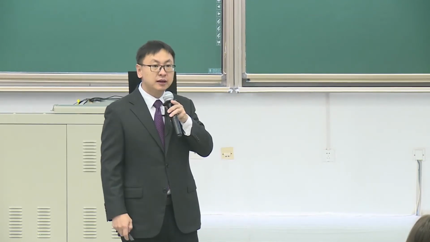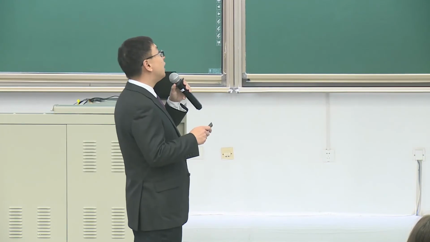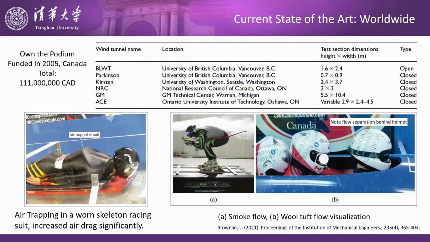Okay, Canada. Canada founded a program called Own the Podium, and the funding is 111 million Canadian dollars. Sorry, it was funded in 2005, and they have a bunch of wind tunnels. Most of them belong to universities and the National Research Institute. They test the skeleton, clothes, gestures, and team formation, and they use smoke flow and wall tufts. Brownie is also an expert employed by our country.